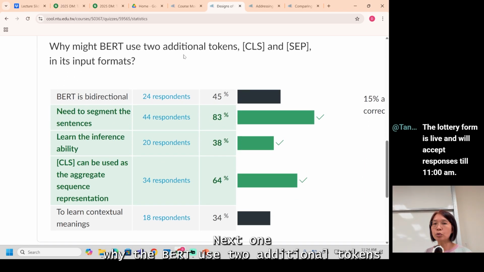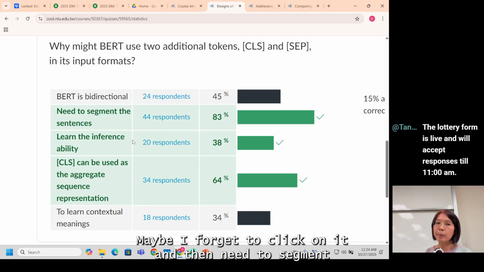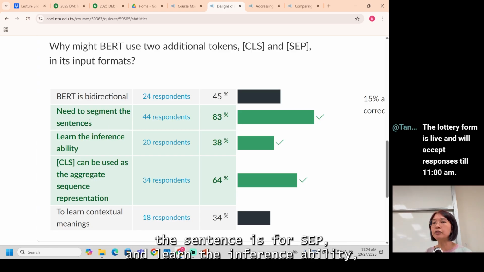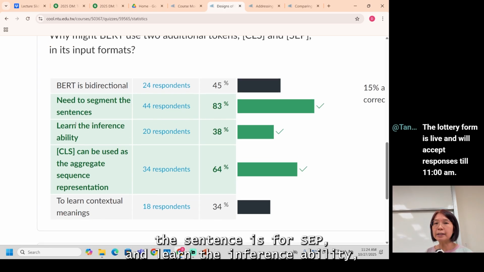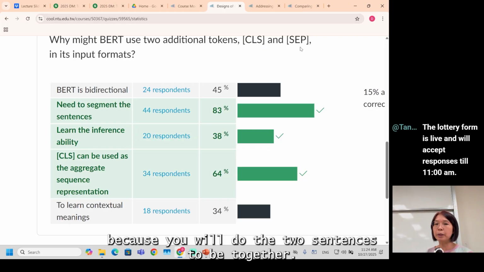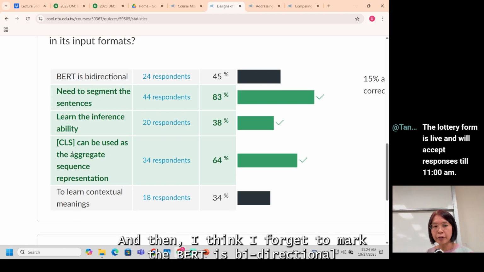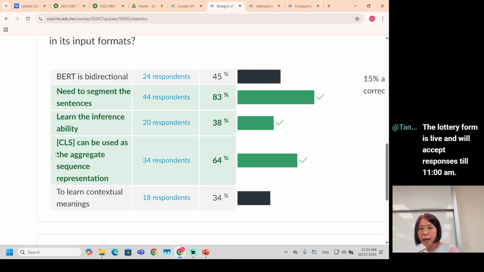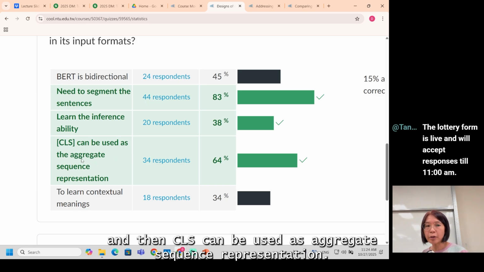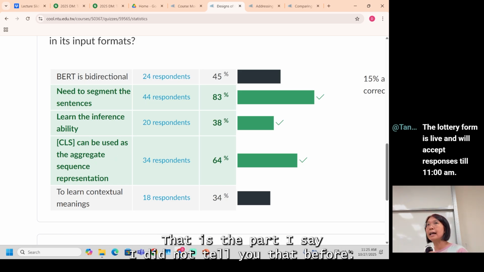Next one, why BERT used two additional tokens, CLS and SEP, as its input. Okay, I mentioned that BERT is bidirectional, so you utilize CLS. Maybe I forgot to click on it. And the need to segment the sentence is for SEP. And during the inference ability, because you want the two sentences to be together, you utilize SEP. And then I think I forgot to mark that BERT is bidirectional. And then CLS can be used as an aggregate sequence representation. That is a part I did not tell you before.